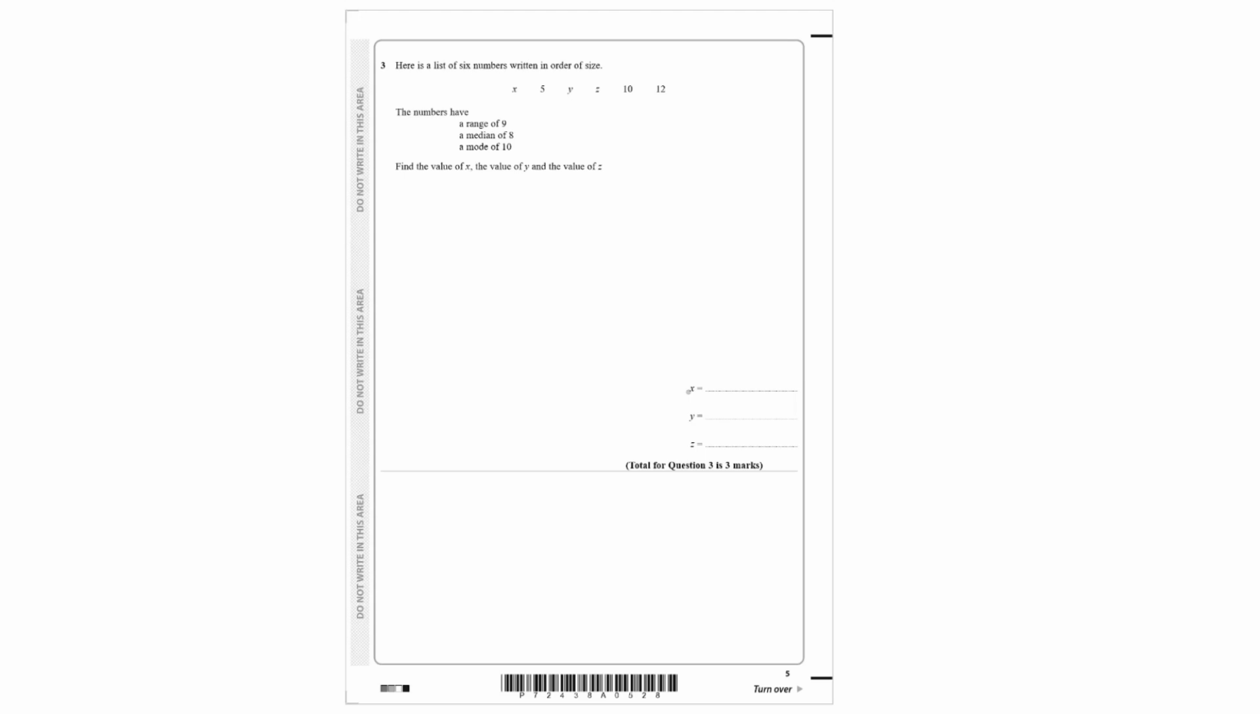Here's a list of 6 numbers written in order of size. So that means x is the smallest and 12 is the largest. The numbers have a range of 9, a median of 8, and a mode of 10. Find the value of x, y, and z.